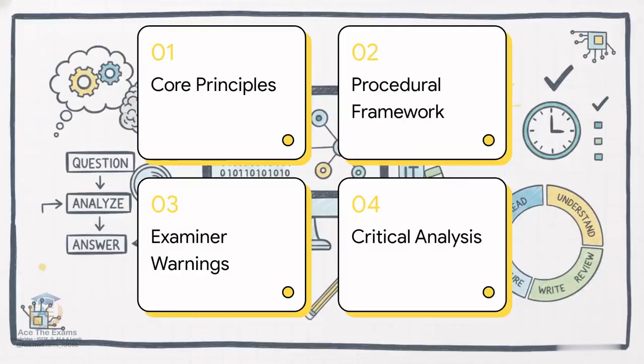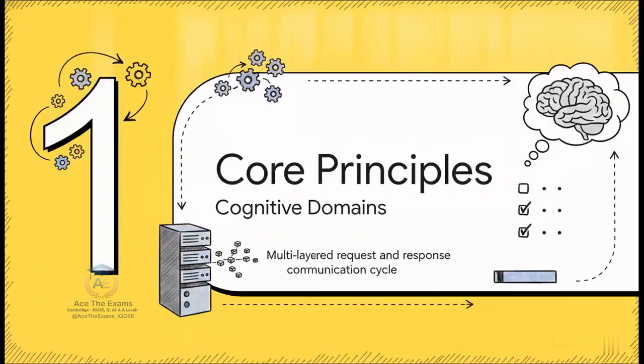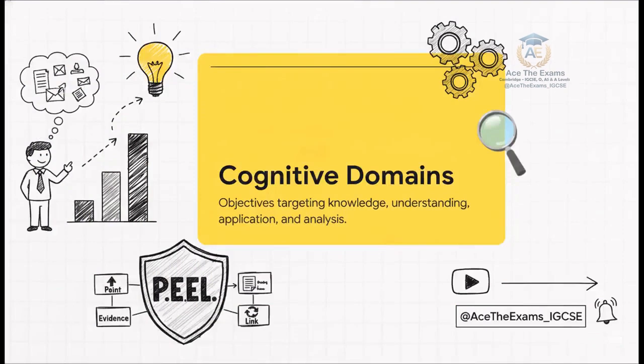Here is your roadmap for today. We'll be covering 4 main pillars: core principles, the procedural framework, top examiner warnings, and critical analysis. Let's get straight to it. Section 1. Core Principles and How We Actually Master the Cognitive Domains. Okay, let's dive into this.